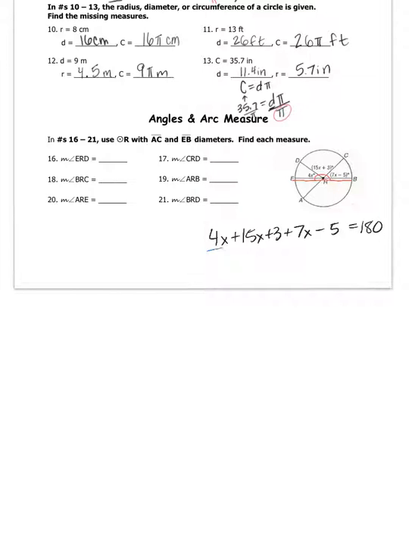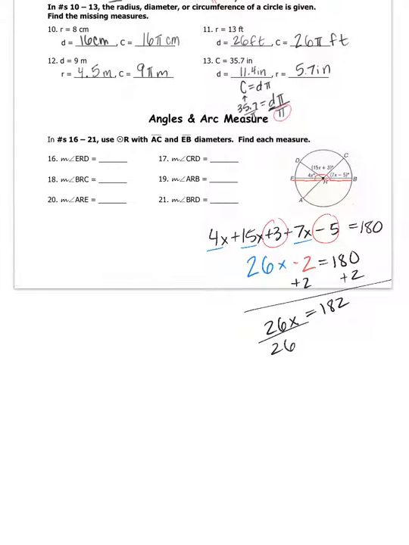If I add up all my x's, I have 4 plus 15 plus 7. 4 plus 15 plus 7 gives me 26 for my x's. And then if I add up my constants, I have 3 minus 5, so that's negative 2. That all equals 180. Next, I'm going to add the 2 over to the other side. So I have 26x equals 182.